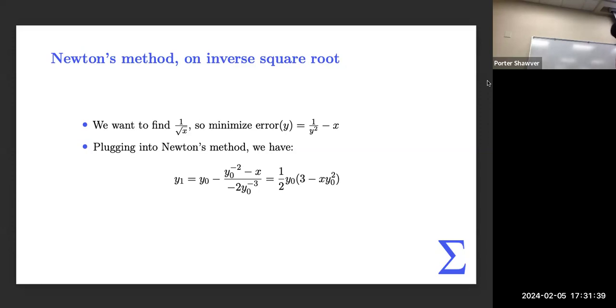I didn't go through the process of taking the derivatives. They're not particularly hard. But if you follow Newton's method, you take the derivatives and everything, you end up with this: this is f of x, this is the derivative of that, just move it out with the -2. And you end up with 1/2 y0 times (3 minus x y0 squared), where again y0 is that initial guess you made, and x is the number you started with. It's the number that you actually want to take the inverse square root of.